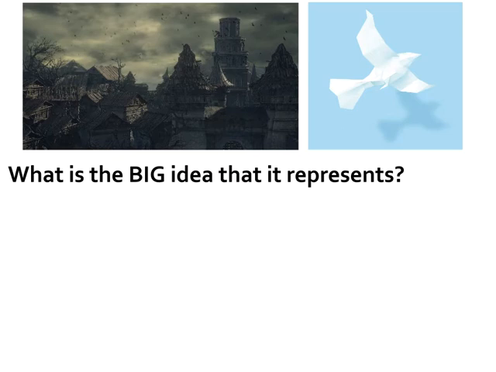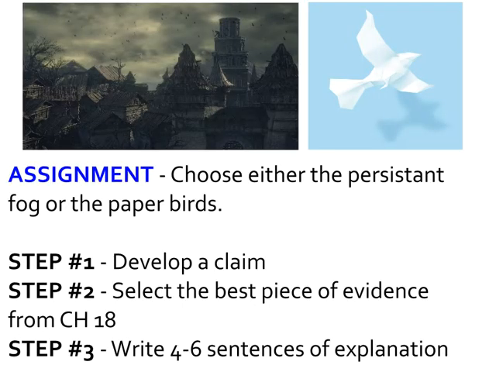So here's your assignment. You're going to choose either this persistent fog or the paper birds. Step 1, I want you to develop a really crystal clear, strong claim. Step 2, you're going to select the best piece of evidence from chapter 18. And step 3, you're going to write 4 to 6 sentences of explanation. Okay, get started.